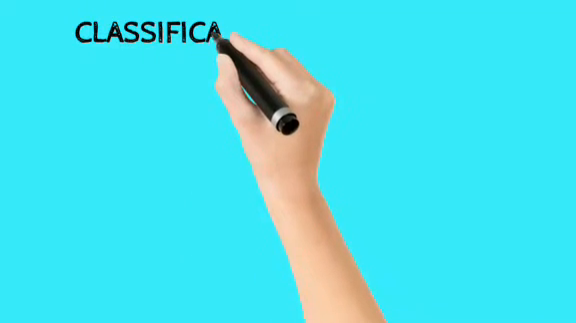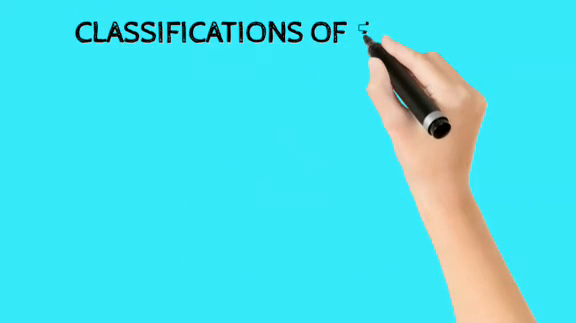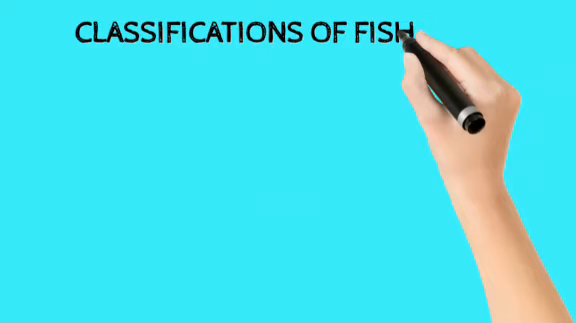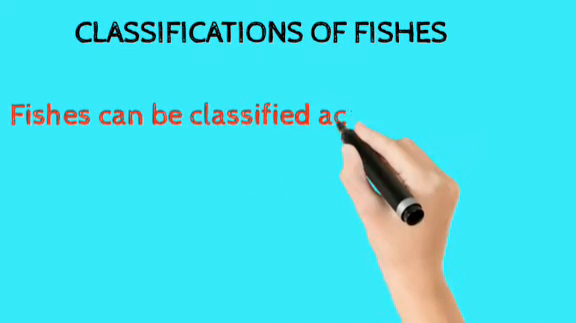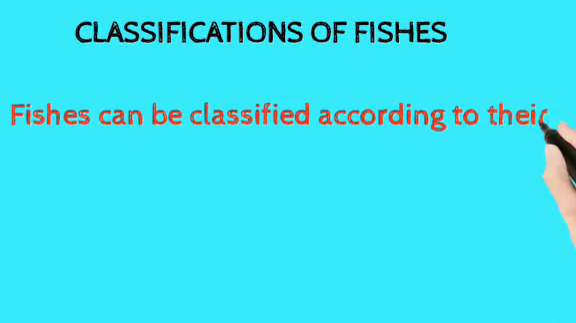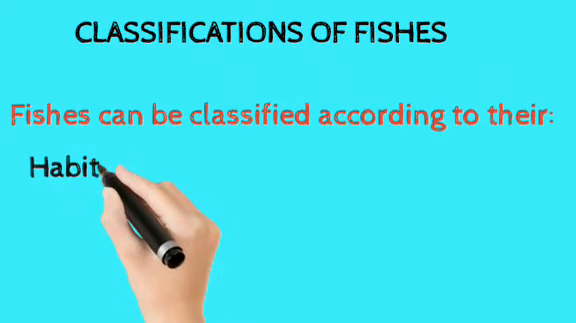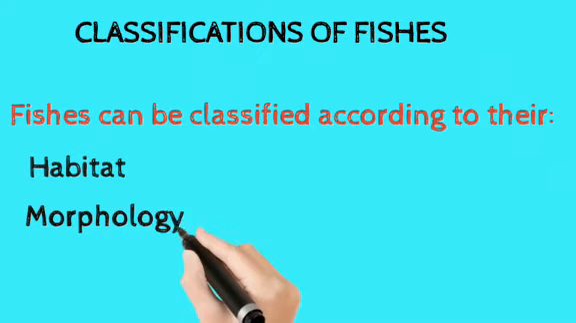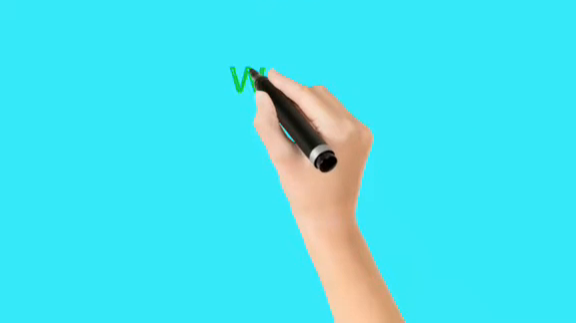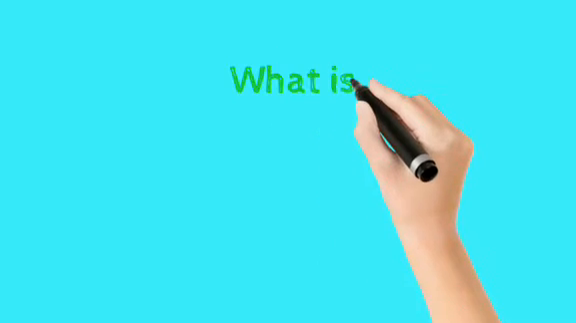Welcome back once again. Now, on classifications of fishes. You might be wondering, why should we classify fishes? Of course, there are very many, and as such there is need to put them into groups based on some criteria. Today we shall be classifying fishes based on two: habitats and morphology.